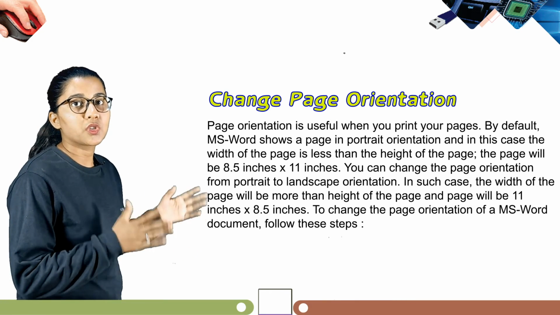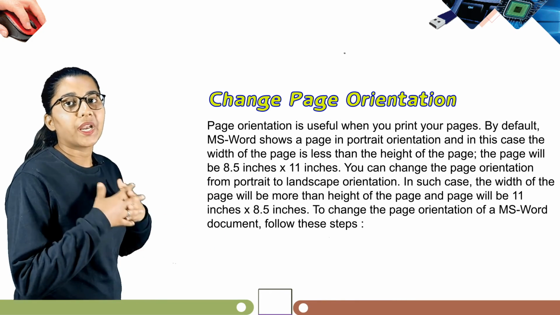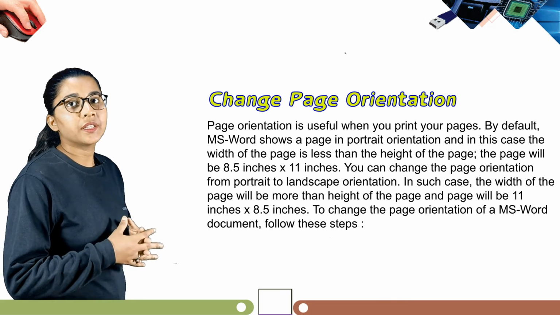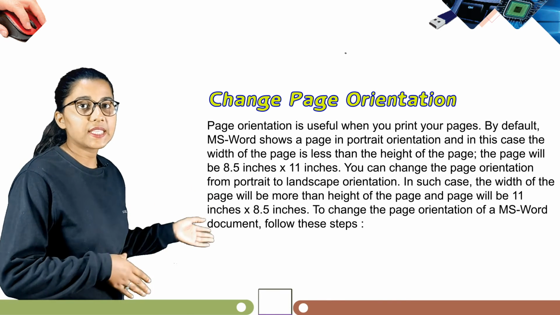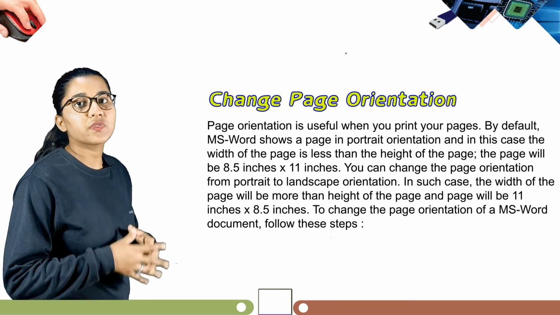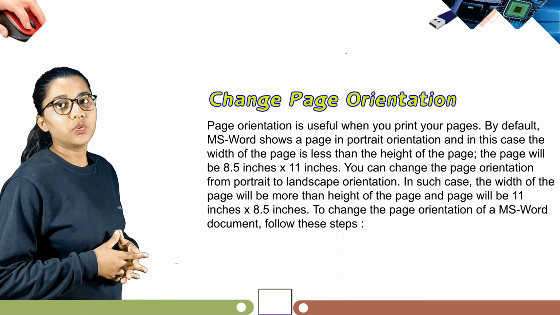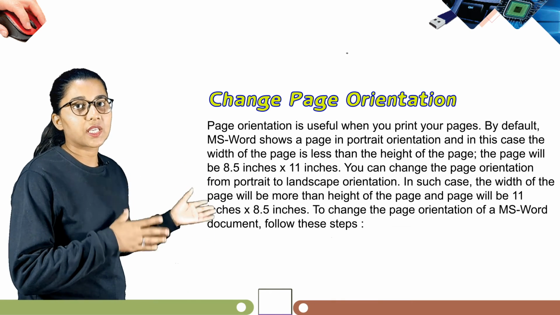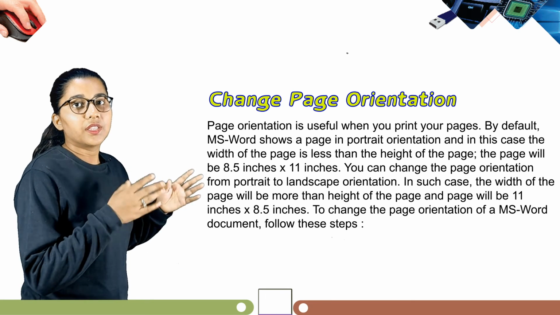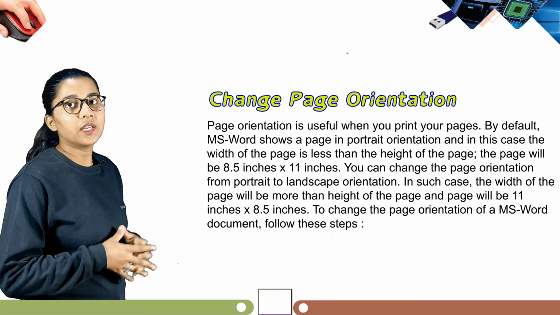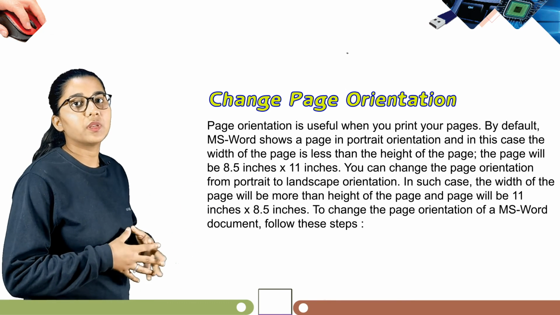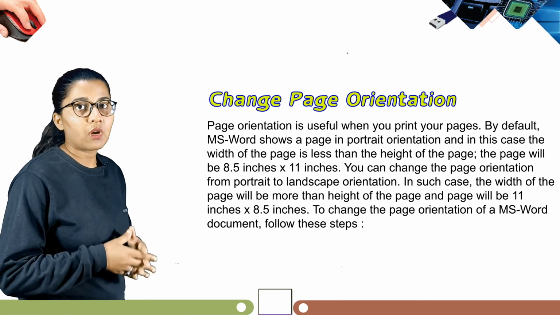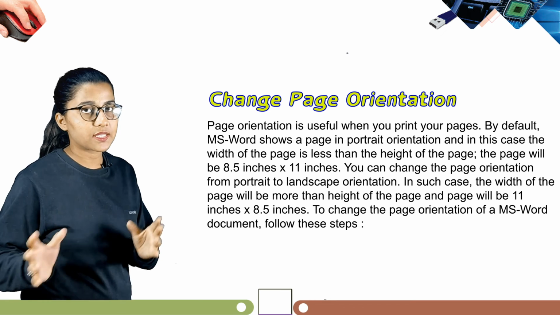Page orientation is useful when you print your pages. By default, MS Word shows a page in portrait orientation, in which case the width of the page is less than the height of the page. The page will be 8.5 inches by 11 inches. You can change the page orientation from portrait to landscape orientation. In such a case, the width of the page will be more than the height of the page and the page will be 11 inches by 8.5 inches. To change the page orientation of an MS Word document, follow these steps.